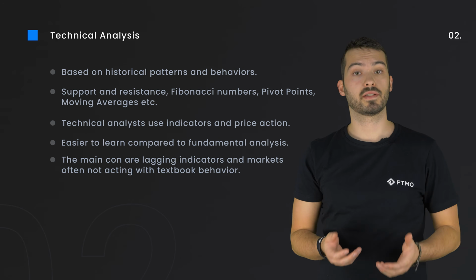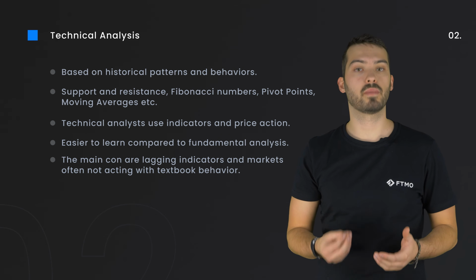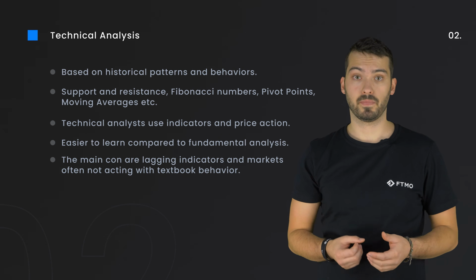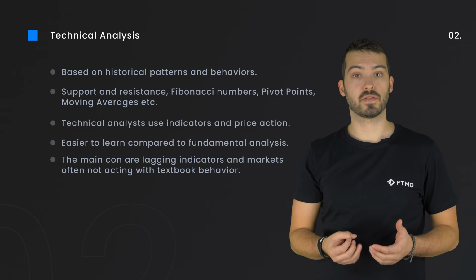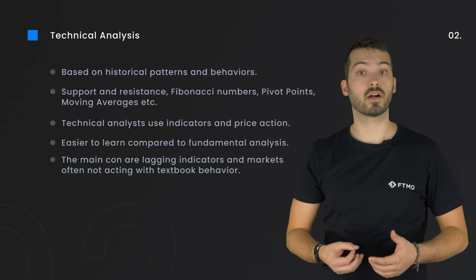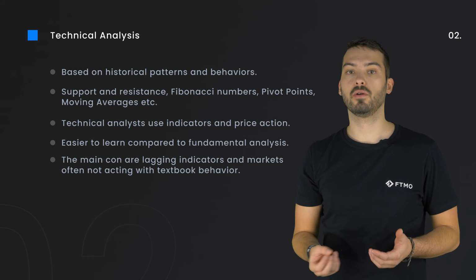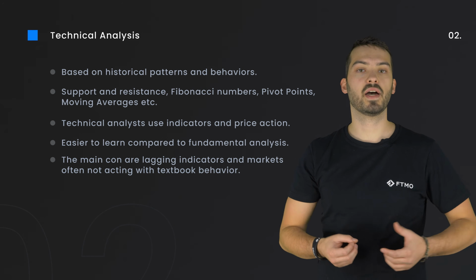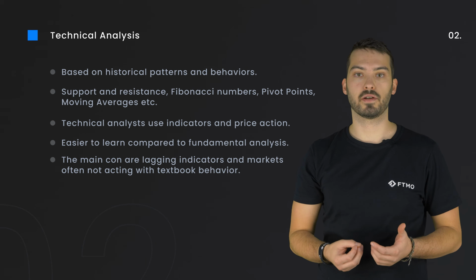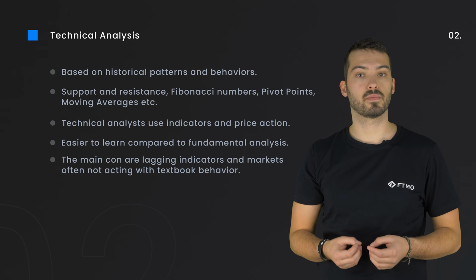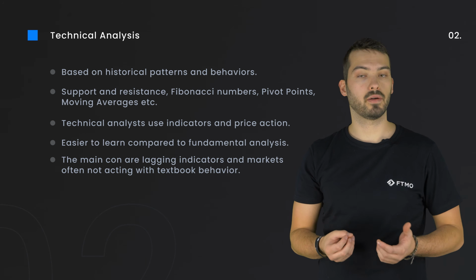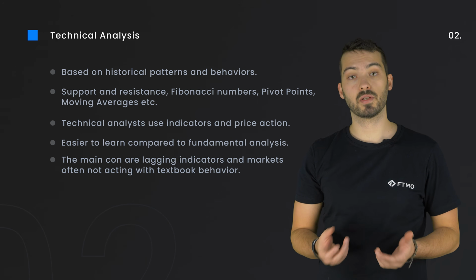Cons of technical analysis is that markets don't often behave in a textbook manner. Due to a lot of different factors that happen in the market, technical levels are often not that accurate, which causes traders oftentimes getting stopped out before the anticipated move. Besides that, a lot of technical indicators are lagging behind the price, so you often get signals to buy or sell at already established moves.